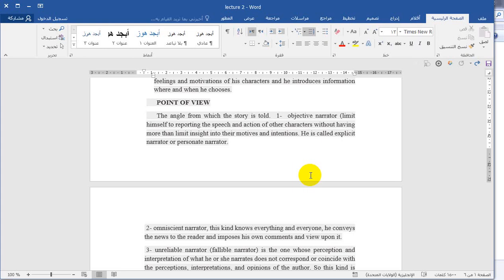So he is an explicit narrator. He is an outsider only. We also call it a dramatic narrator. This is the objective narrator.